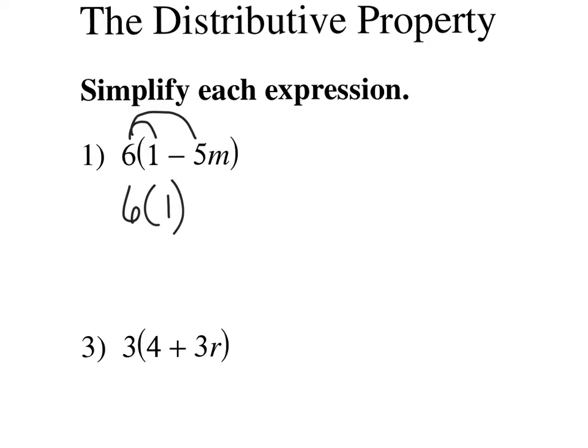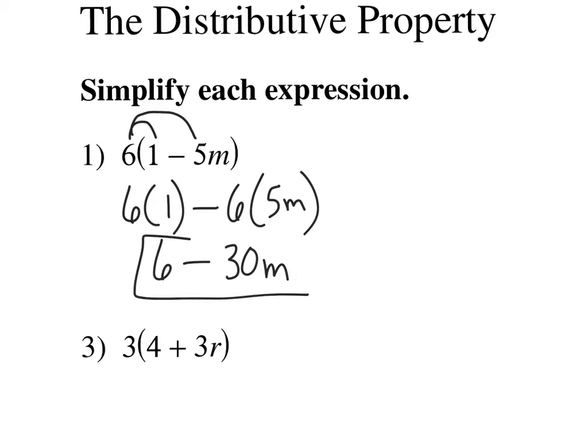So for number 1, we're going to do 6 times 1 minus 6 times 5m. So 6 times 1 is 6, minus, and then 6 times 5 is 30. So this is 6 minus 30m. Those are not like terms, so we can't combine them, so that would be our final answer.